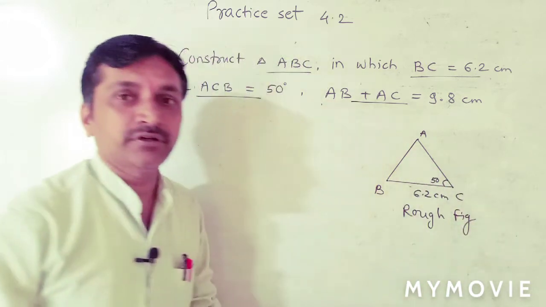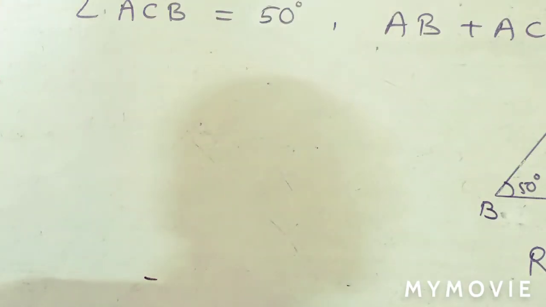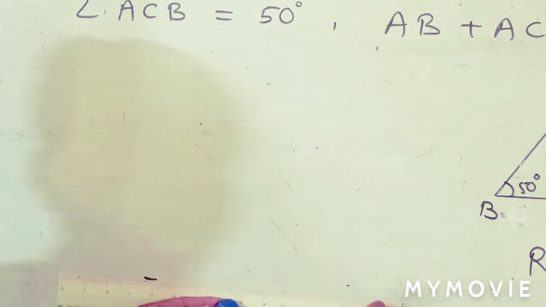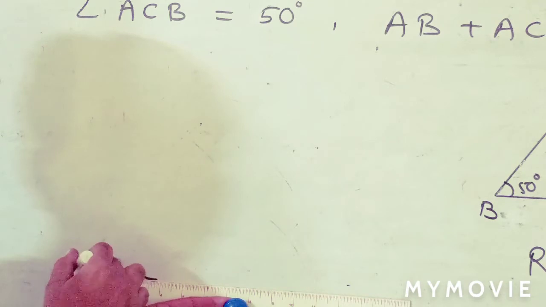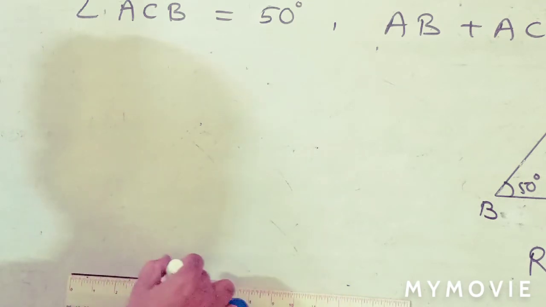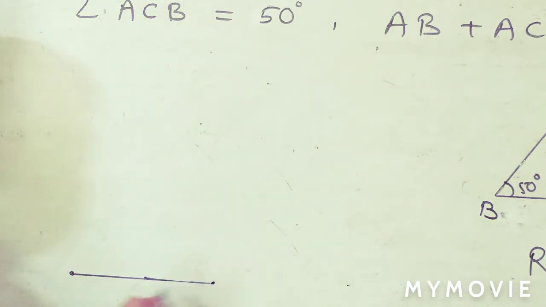By using the rough figure, let's draw the required figure. Friends, in this construction, the base is 6.2. Therefore, by using the scale, first take a segment of 6.2 centimeters. The name of this segment is BC of 6.2 centimeters. After that, we want the angle. The angle is 50 degrees.